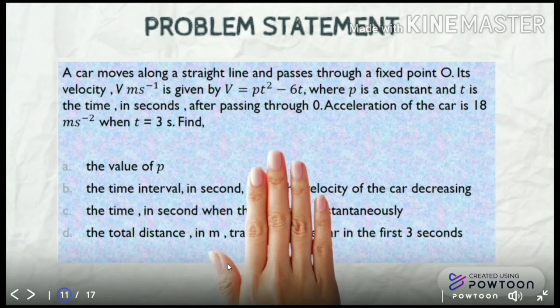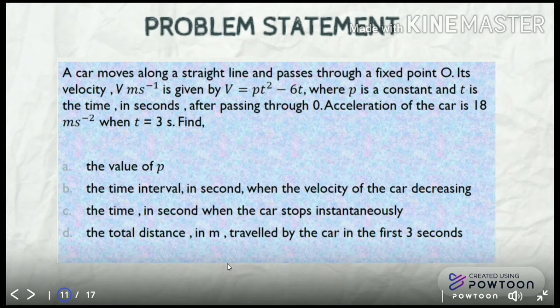Now we start with the problem statement. A car moves along a straight line and passes through a fixed point O. Its velocity v meters per second is given by v equal to pt squared minus 6t, where p is a constant and t is the time in seconds after passing through O. The acceleration of the car is 18 meters per second squared when t equals 3 seconds. There are 4 types of questions that we will figure out today.